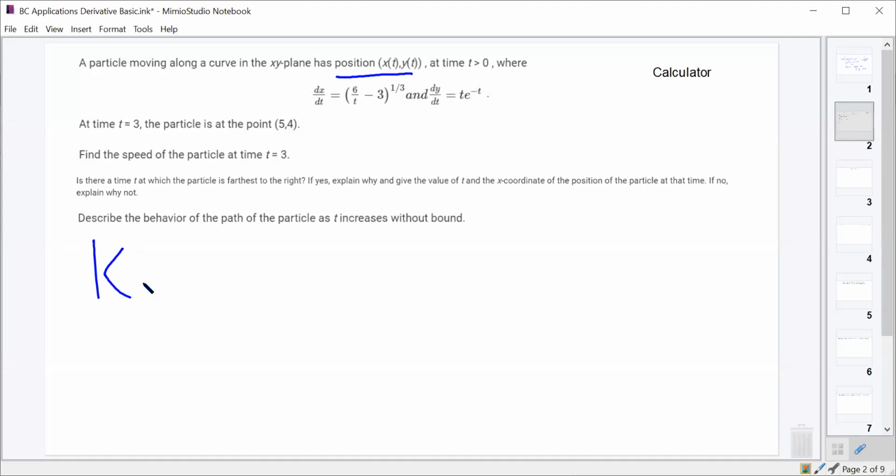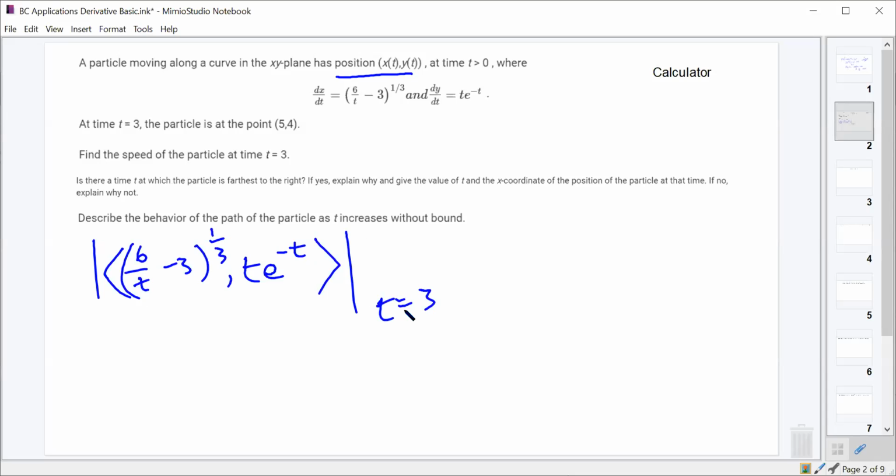So we're looking for the absolute value of the vector 6 over t minus 3 to the one third, comma t e to the negative t. So that's what we're looking for. And we remember how to do that, hopefully, by, we're going to say this is at t equals 3, plugging in that value of 3 and then using the Pythagorean theorem on our 2 pieces of it. So this becomes the absolute value of what vector? If I plug in 3 to that, this becomes 2 minus 3, so negative 1 to the 1/3. And what's the cube root of negative 1? Should be negative 1. Comma, plug in 3 to this, we have 3 e to the negative 3.